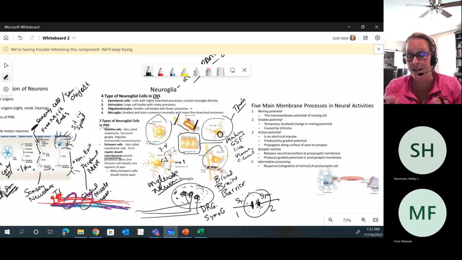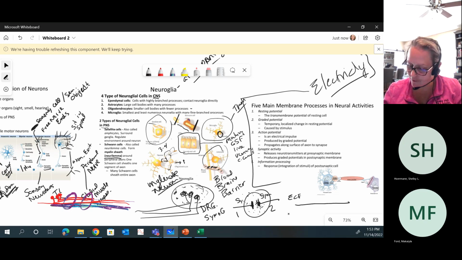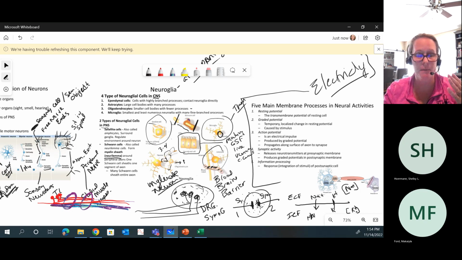Okay, so the last thing I want to leave you with is there is a lot going on electrically. By the end of this chapter, you should be able to talk me through: here's the extracellular fluid, here's the intracellular fluid. You should be able to tell me why sodium wants to come into the cell, why potassium wants to exit the cell, and why we have high amounts of sodium outside versus high amounts of potassium inside the cell.